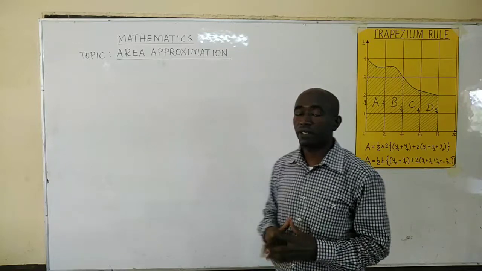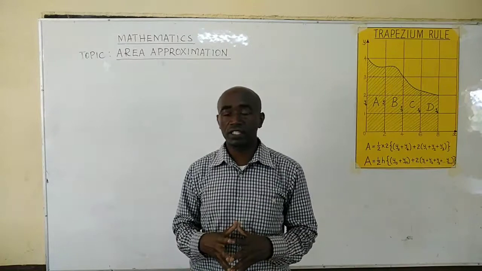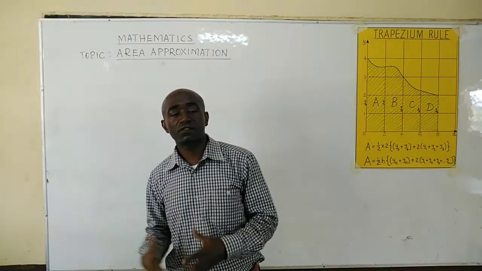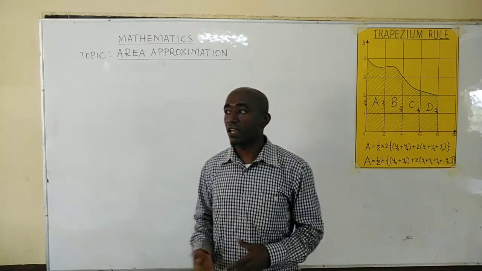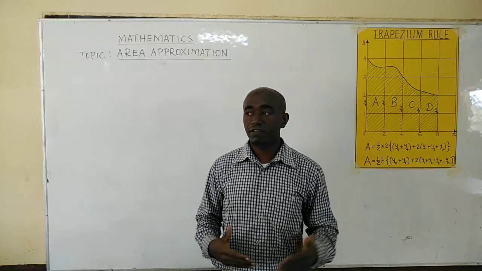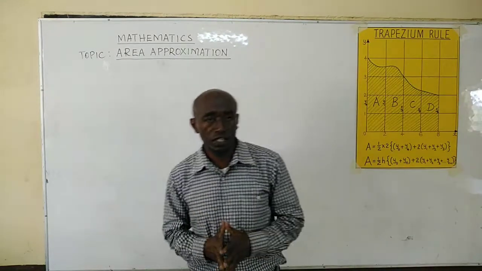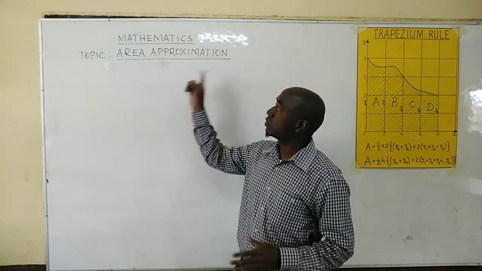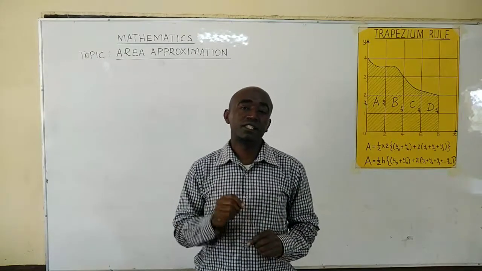Area approximation. You know how to find area of regular shapes like a rectangle. The area has its formula, length times width. If it's a triangle, it has its formula, half times base times the perpendicular height, and other regular shapes. In this topic, we are going to learn how to approximate area of irregular shapes.